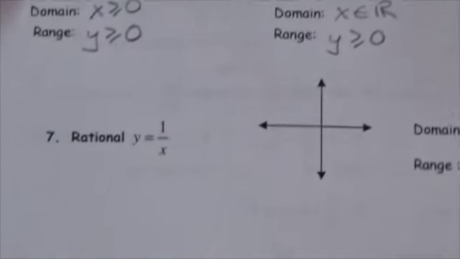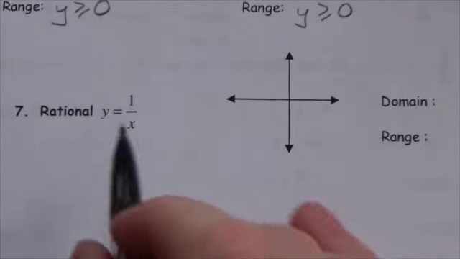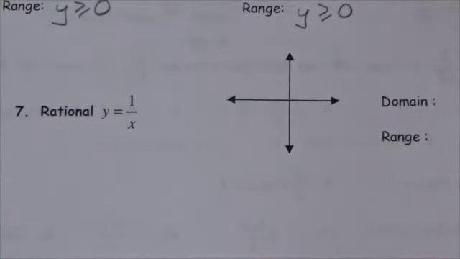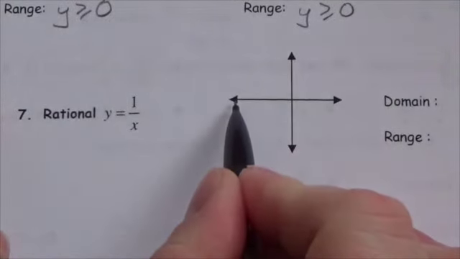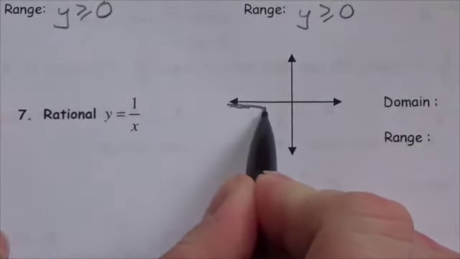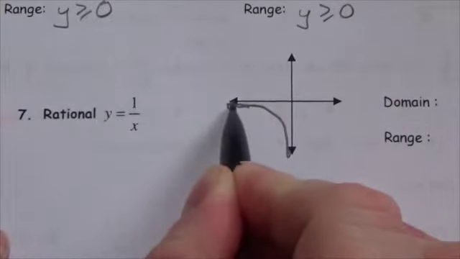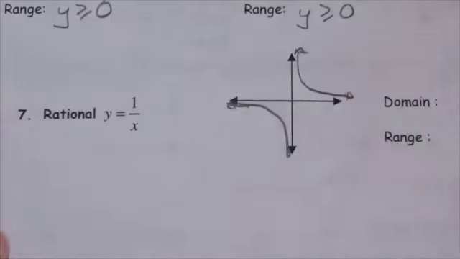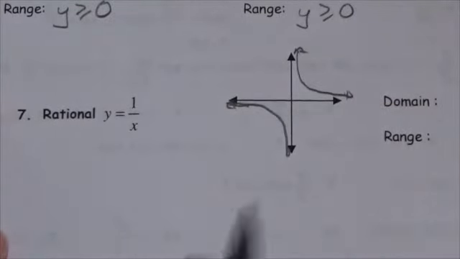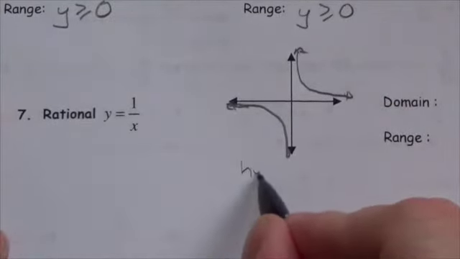And then finally, this one down here, our rational function, y equals 1 over x. This is an interesting one. Okay, when you graph this, and you can verify this in your calculator, it's going to look like this. Okay, and it's going to come over here, it's going to look something like this. That's not the best rational function, but that's what it looks like here roughly. This is called a hyperbola.